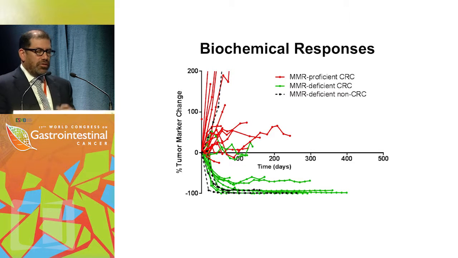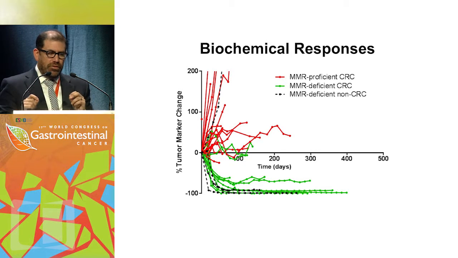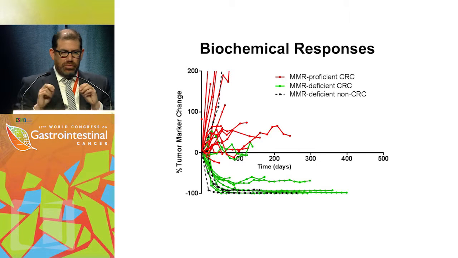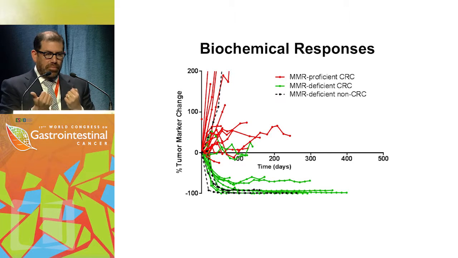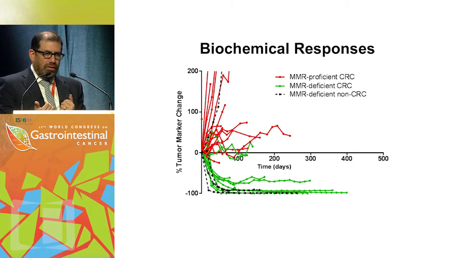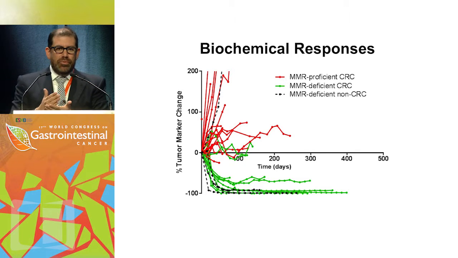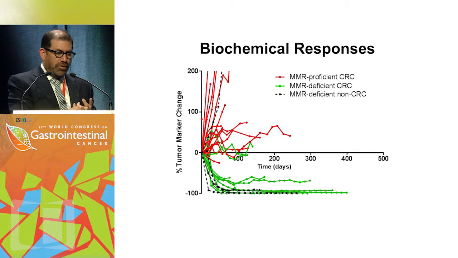And this is the earliest sign that we saw that we were probably having success with this approach. In the red are patients with mismatch repair proficient colon cancer. In the green are patients with mismatch repair deficient cancer. And in the black are patients with non-colorectal cancer mismatch repair deficiency. Immediately for many of these patients, because they were treatment refractory colon cancer, we saw improvement clinically. Patients' pain went down, performance status went up relatively rapidly.